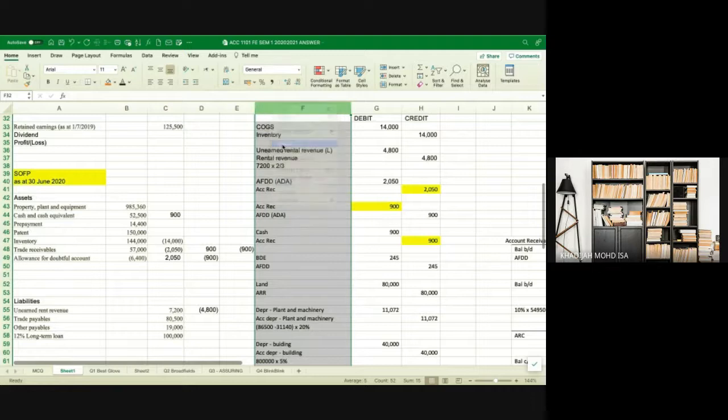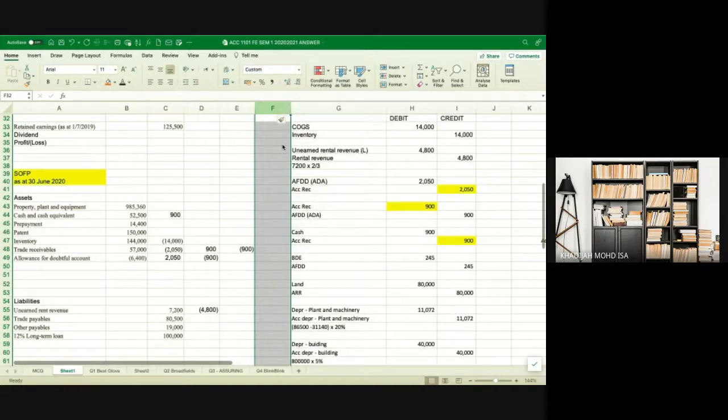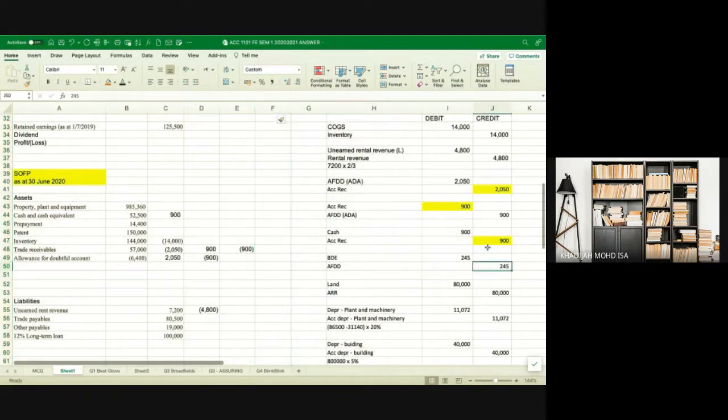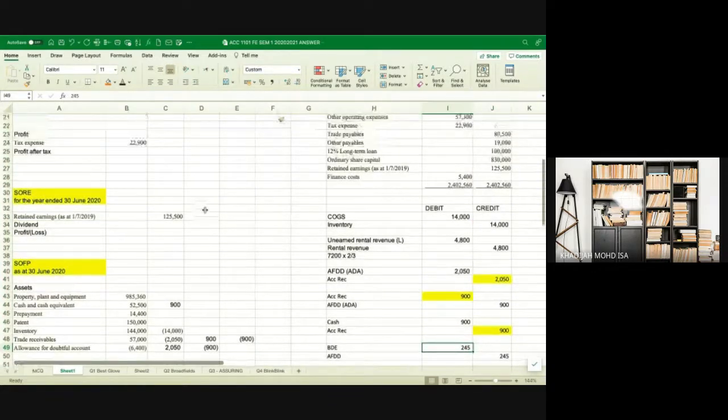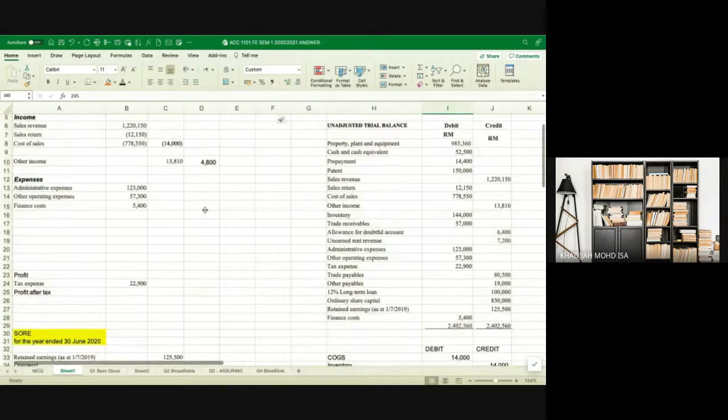Insert, right? Okay, we have done that, accounts receivable. So now we have BDE. BDE is not in here, right? So we can put in the BDE of 245, sorry. Now you have 245. This is from the adjustment.